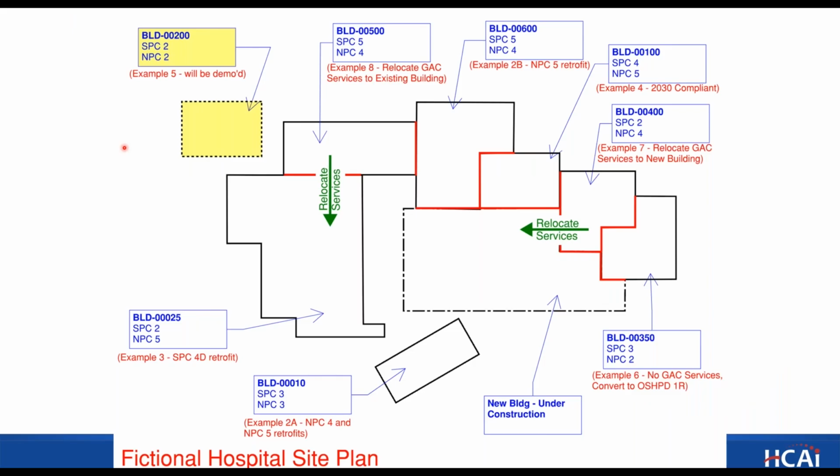So the next example is number 5 for a building that is planning to be demolished. So in the site plan, we have an SPC2, NPC2. That rating is not particularly relevant to this case. What is relevant is that the facility is planning to demolish this general acute care building. So if you have a building that you're planning to demo in order to bring it into compliance, then this is the example for you.